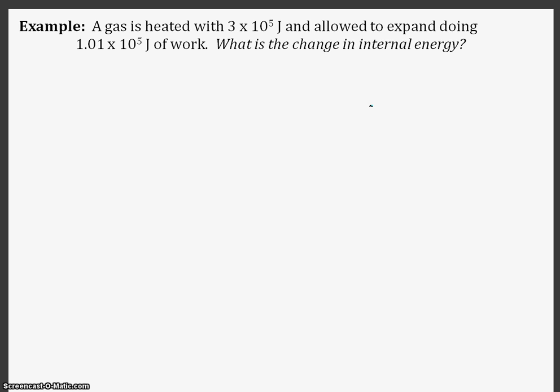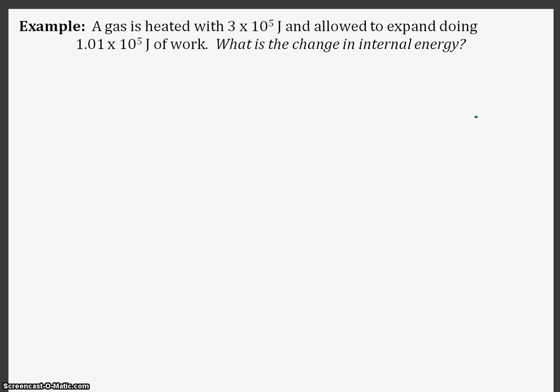A gas is heated with 300,000 joules and allowed to expand, doing 100,000 joules of work. What is the change in internal energy? Well, why don't you guys try that? Pause the video and see what you come out with.